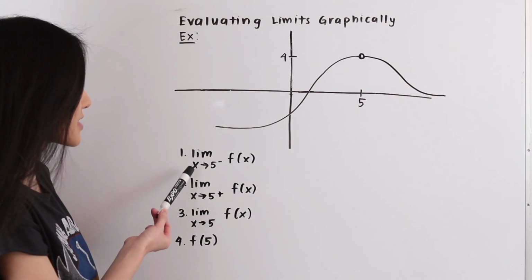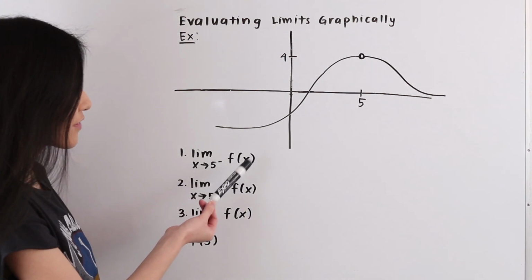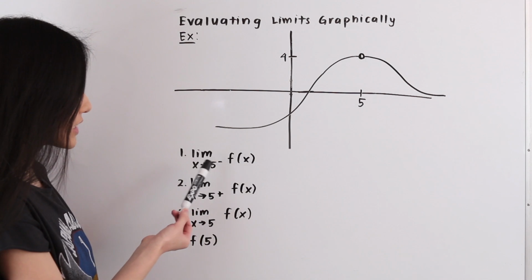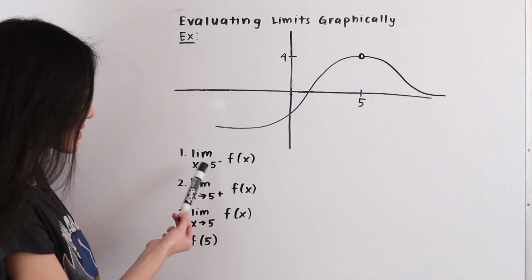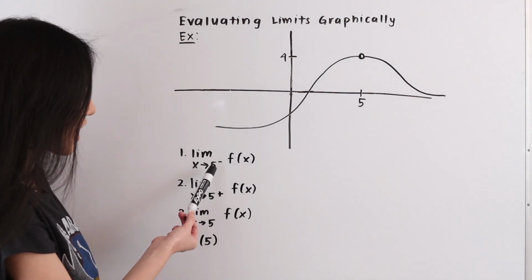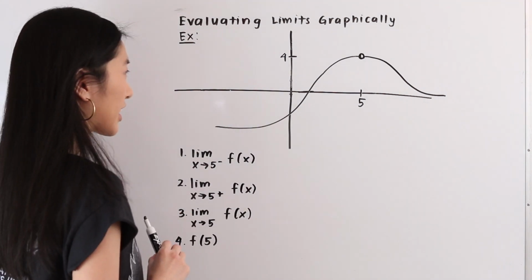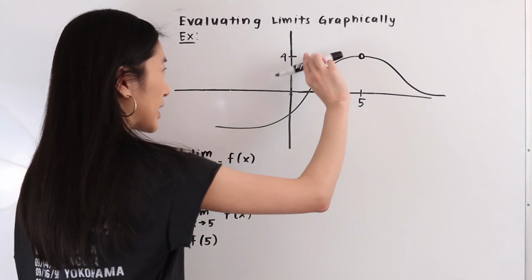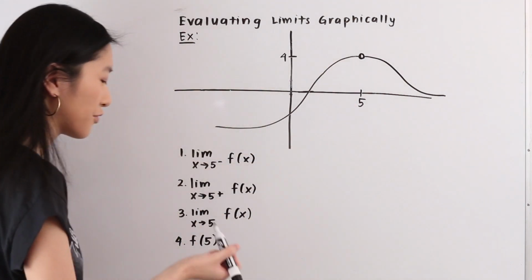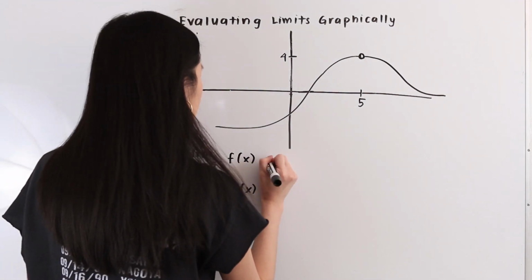We have the limit as x approaches 5 from the left of f of x, and so here we need to determine what's happening to our y values as x gets closer and closer to the value of 5 from the left. Taking a look at our graph, as we approach x equals 5, we can see that we are approaching a y value of 4. So this limit here is equal to 4.